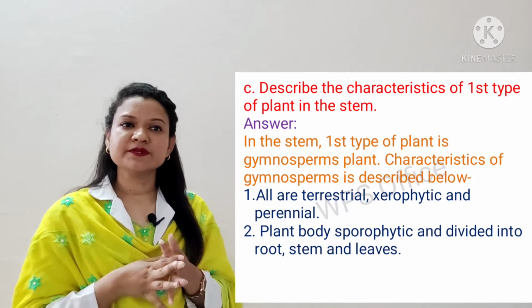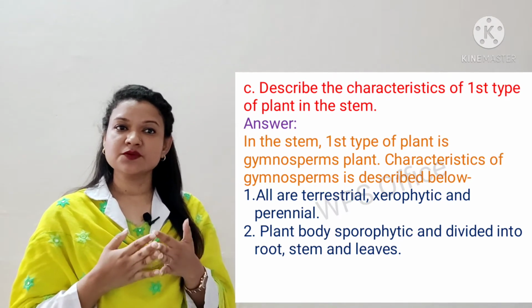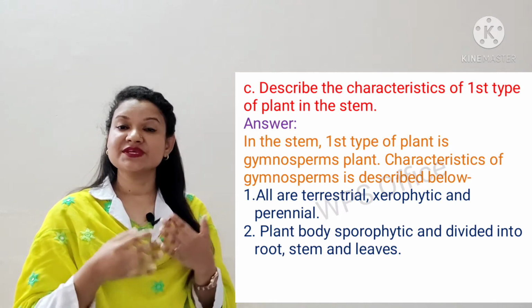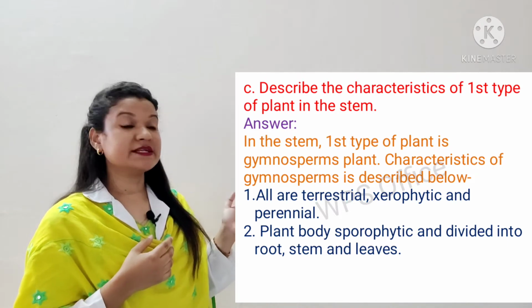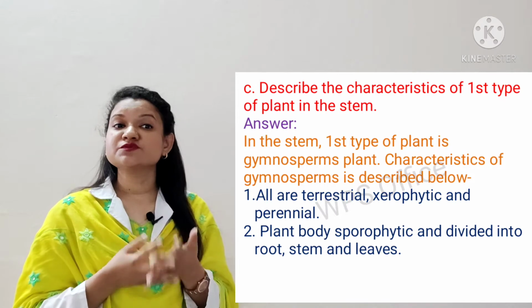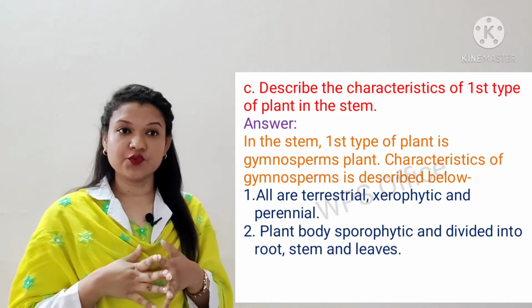So, the answer will be: first of all, we have to write down what the first type of plant in the stem is. In the stem, the first type of plant is Gymnosperm. The characteristics of Gymnosperms are described below.